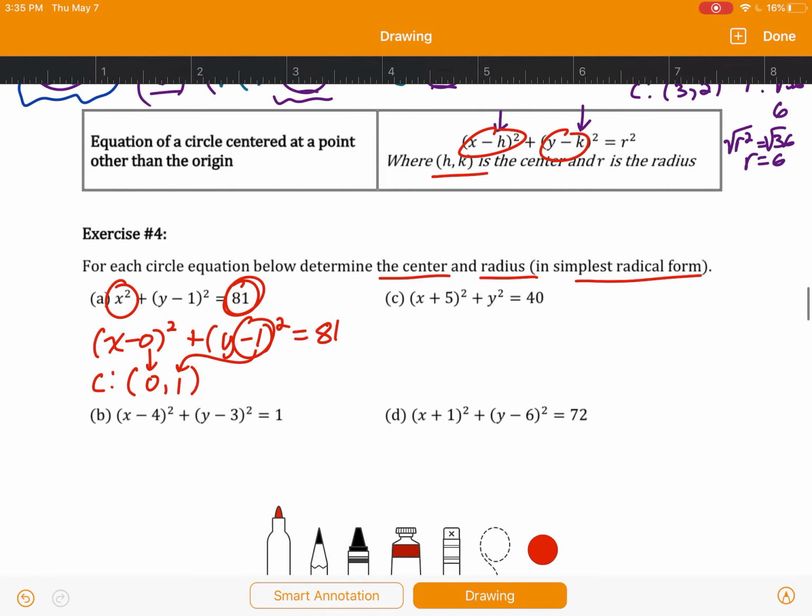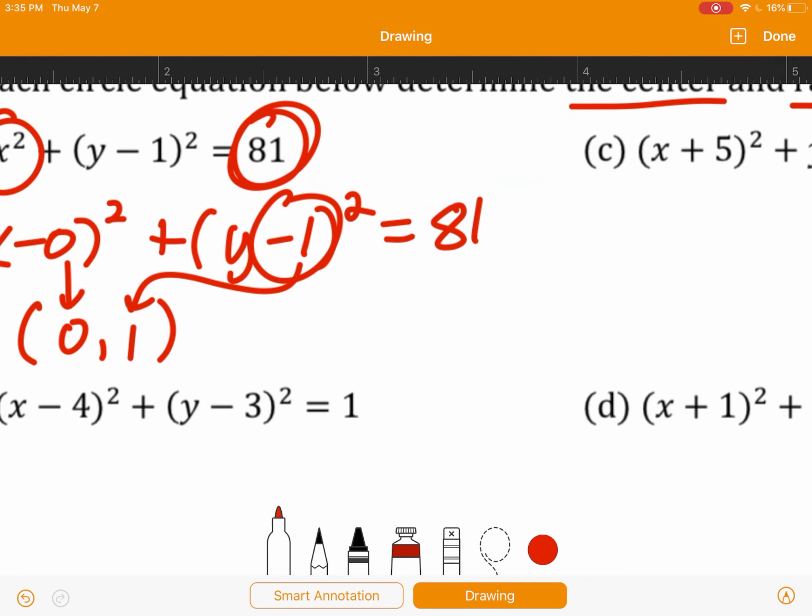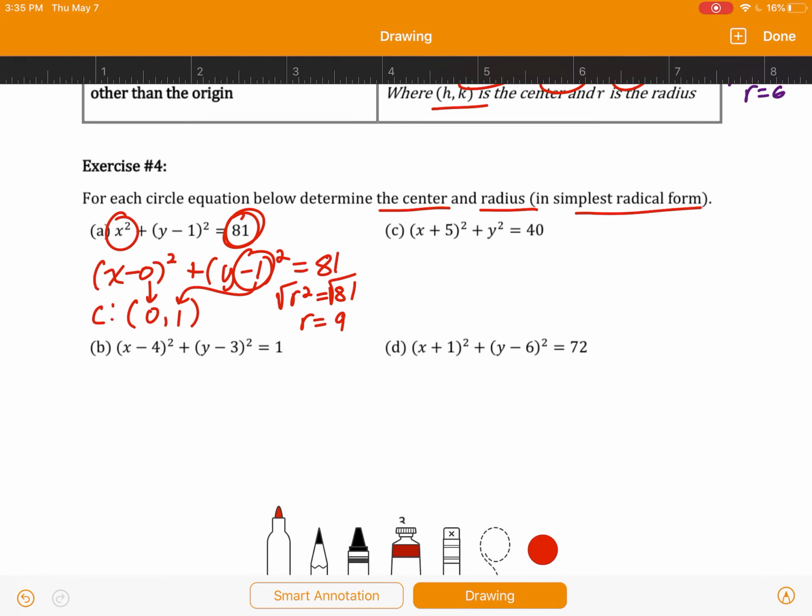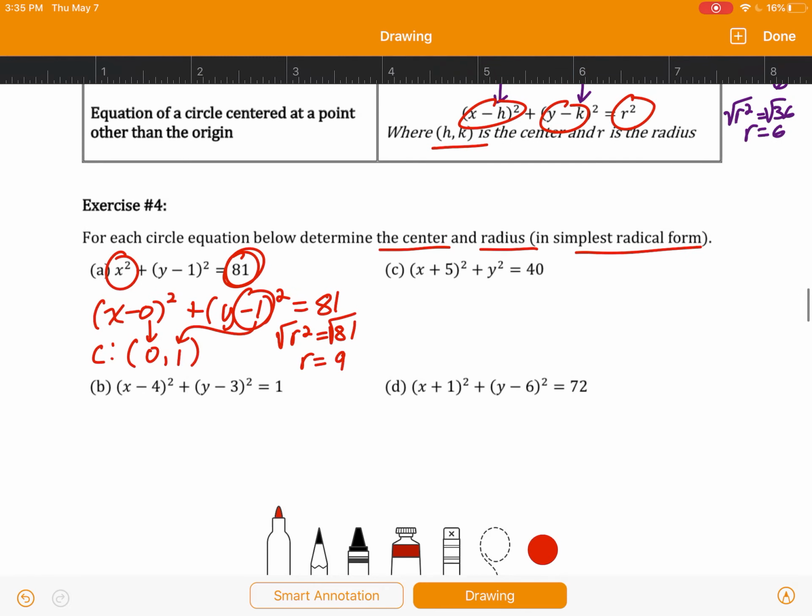So 81 is r squared. So we've got r squared equals 81, and we're going to solve for r that way. So we're going to take the square root of both sides, and r equals 9. Okay? You can show that work if you want to, but you could also see this part and just be like, okay, r equals 9. You don't have to do the work as long as you know how you got there and you could explain why 9 is the correct answer.